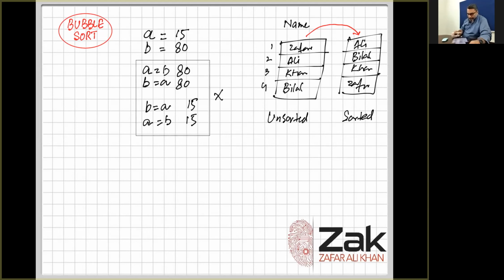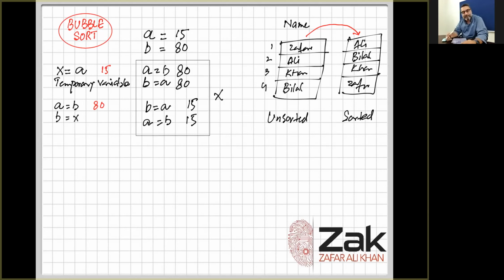What we have to do is employ an extra variable, and assign the value of A to that extra variable. This is, let's say, a temporary variable. We assigned the value of A to that temporary variable, so now X is equal to 15. Then we make A is equal to B, so the value of A will now become 80 as B is equal to 80. And then we make B is equal to X.